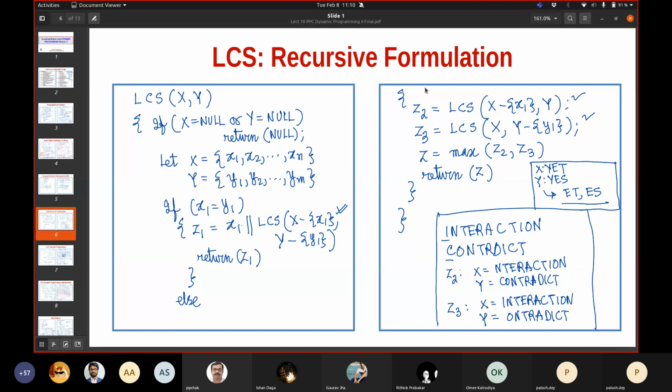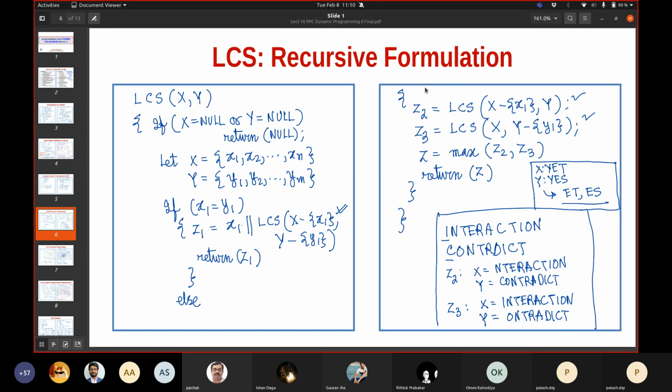Will we add anything here? If we call it on these, any one of them, will we add anything to the common subsequence? Will we add anything from there? Yes or no? See, when we did Z1, we added X1, concatenation of that, isn't it? That means X1 was added to the solution. But when we do Z2 or Z3, do we add anything to the solution? No, sir, we do not.